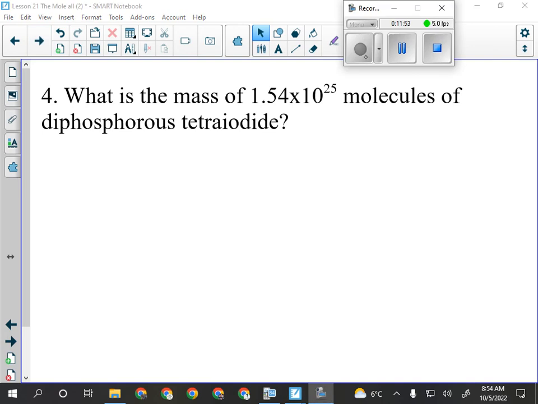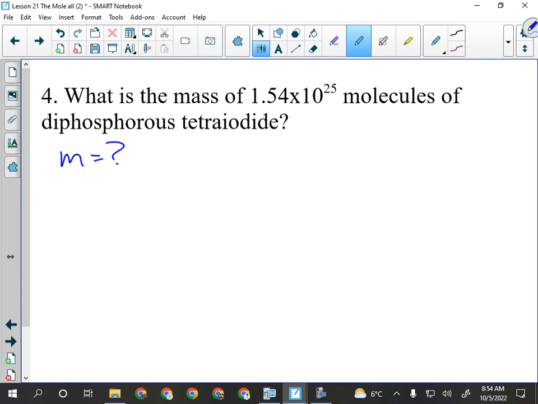So as we have done with all the other questions so far, the first thing we want to do is write down what we're asked to calculate and the other givens in the question. It's asking us what the mass is. So what letter am I looking for? Little m. Right? Little m is mass. So I know I'm looking for little m. Okay? And they tell me the number of molecules. Okay, so the number of molecules is 1.54 times 10 to the 25.